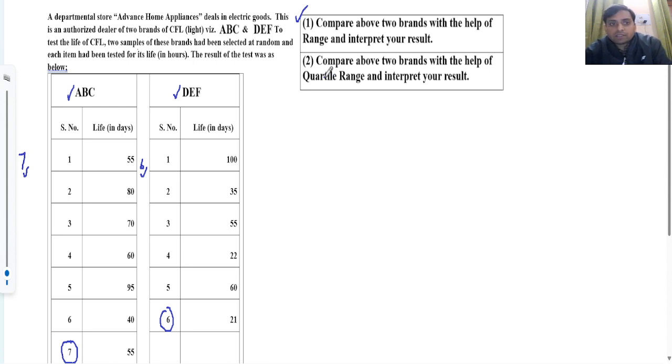So always the best CFL means which has less variation in data. So on the basis of this range, we will compare variation, right? So for the first case we will find variation on the basis of range. Okay, so first we are talking about company ABC. So for the company ABC, first we will find range.